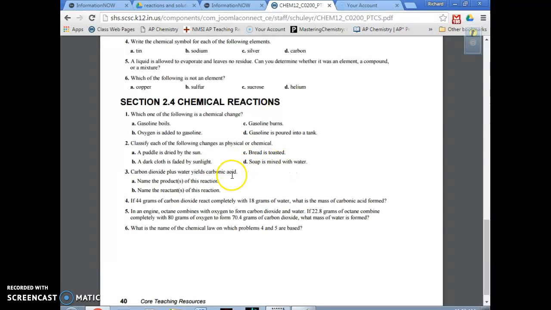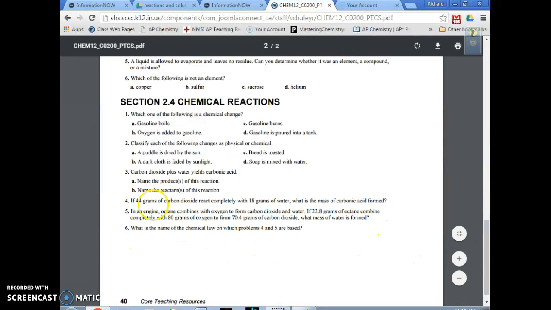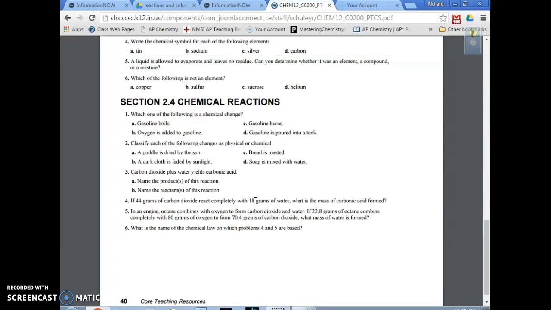Carbon dioxide plus water yields carbonic acid. Products are the things you make, so that's going to be the carbonic acid. And the reactants, carbon dioxide and water. Now, law of conservation of matter. That's the answer to number 6. If I have 44 grams of carbon dioxide and 18 grams of water, how much carbonic acid can I form? The reactants have to equal the products. So 44 plus 18 is what?